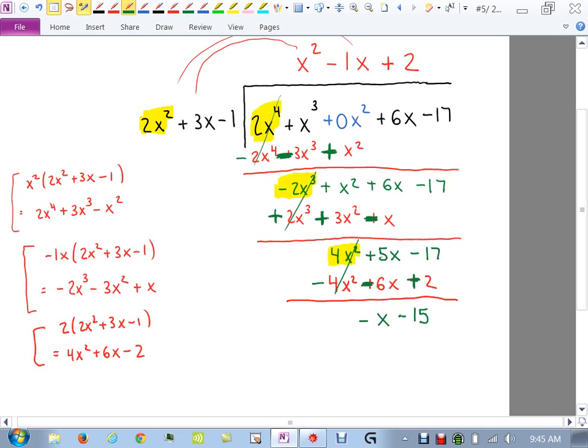Now we cannot turn an x squared into an x. So at this point we're done. We're at the remainder. That is our remainder. So what we need to do is we need to put all this up here and then plus next to it the remainder over the divisor. So my final part of my answer, I'll do plus up there. Negative x minus 15 over my divisor, which was 2x squared plus 3x minus 1. That's the answer.